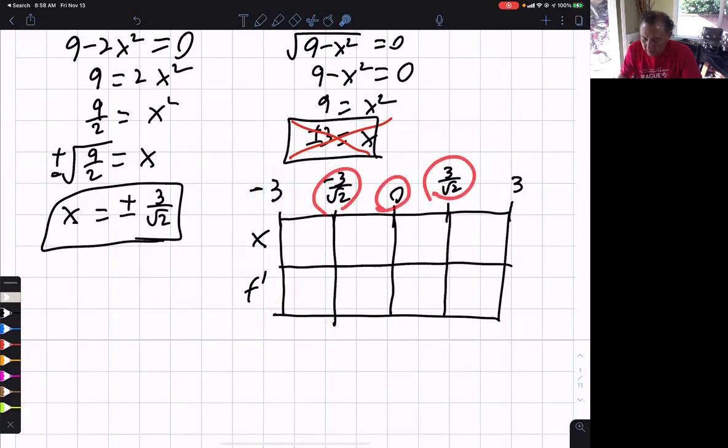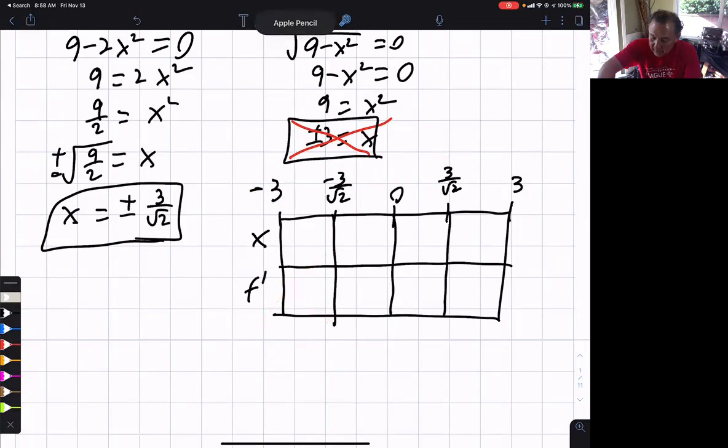I shouldn't have put 0 there. I put that there, but I shouldn't have. Uh-oh, my pen is freaking out again. Let me reconnect it. Okay, here we go.